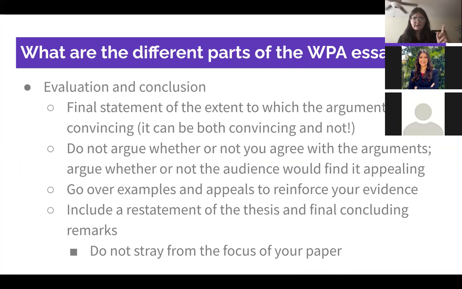Another notable thing for this paper is that it's not whether or not you agree with the argument, it's whether or not the argument is effective. So it's not, "I agree with what they said," it's "the author is effective because." And yeah, it's not your personal opinion, it's your evaluation of their opinion. And then lastly, this last bullet point is just don't stray from the focus of your paper. Make sure it's really succinct and that you're staying on topic and within the framework of the prompt.